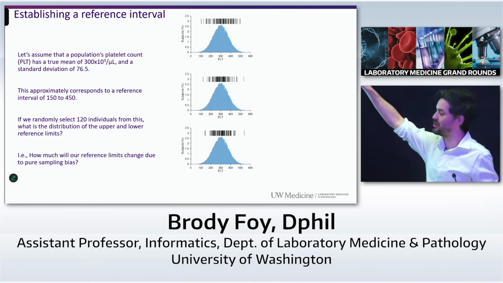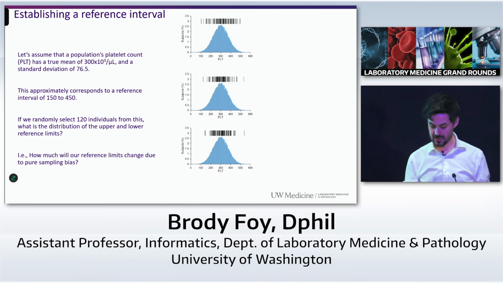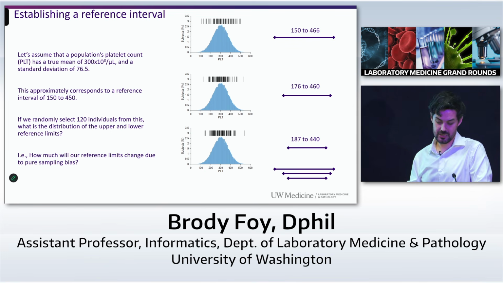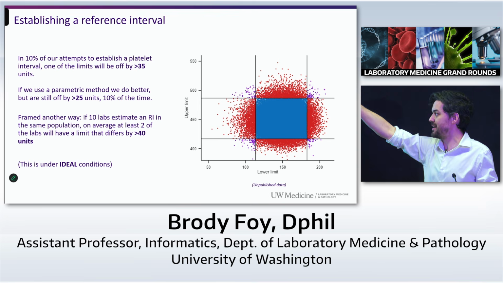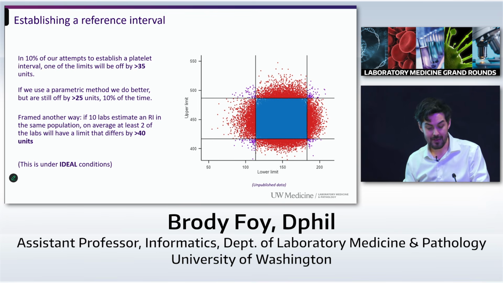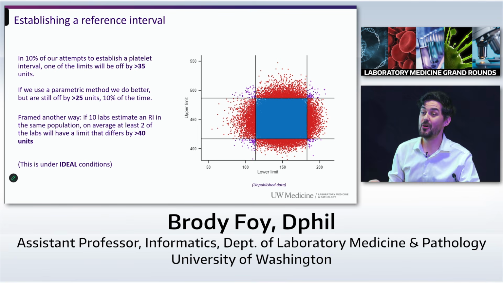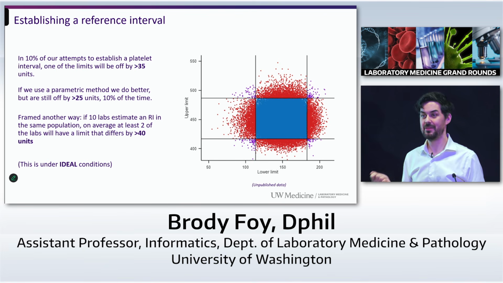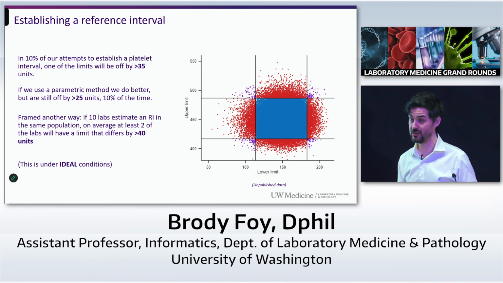So we can take our distribution and run some simulations where sometimes we grab people on a higher end, sometimes on a lower end, and we'll end up with different estimates of that interval. If we run a simulation, what we get is something like this. This is the spread of upper and lower limits. And what we find is that in 10% of our attempts, where we know what the true answer is, one of those limits is going to be off by 35 or more. You can do a little bit better if you use a parametric method, but that's conditioned on knowing what the distribution of values in your population is, which we don't always know for a lot of tests.